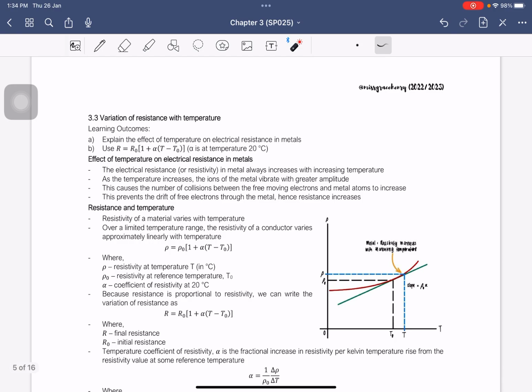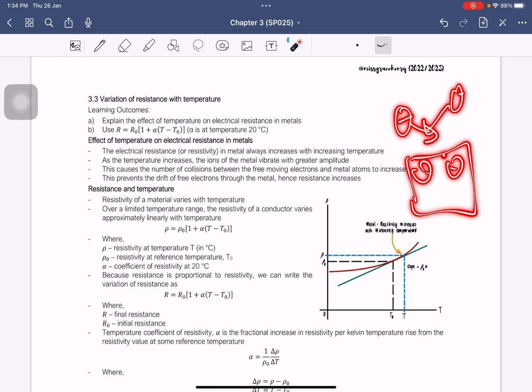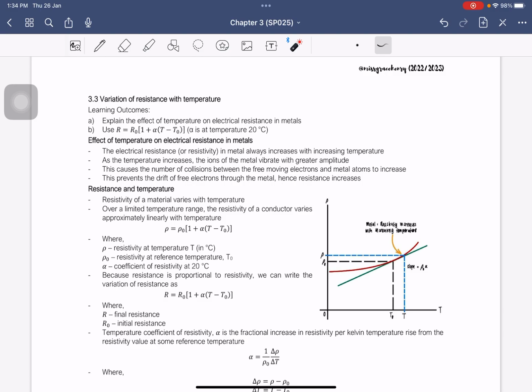So we know that the resistance of a metal will always increase when the temperature of the material increases. Okay, so as the temperature increases, the ions of the metal will vibrate with greater amplitude. This will cause the number of collisions between the free moving electrons and the metal atoms to increase. So the rate of collision, the number of collisions, will increase when the temperature increases.